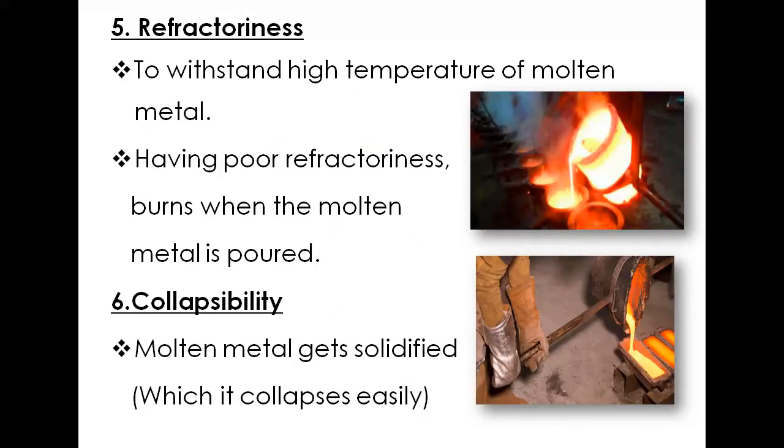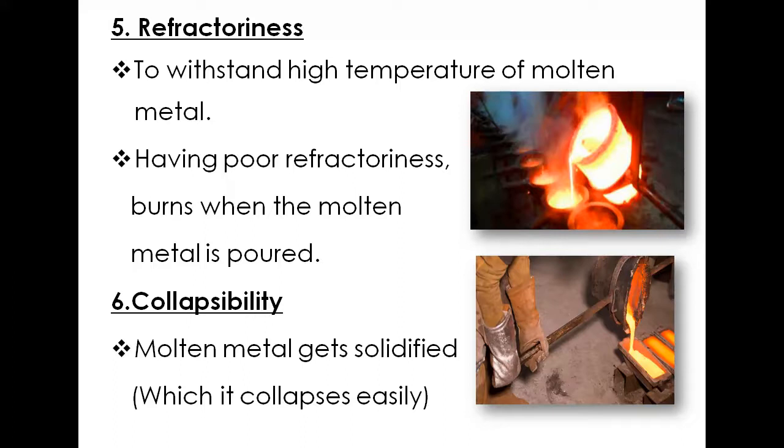Refractoriness, to withstand the high temperature of the molten metal. Sand having poor refractoriness burns when the molten metal is poured. When you pour the molten metal, it reaches the mold cavity through the gate passage. So the molding sand near the mold cavity faces high temperature. That area has to face the molten metal temperature. So mostly in this case you use facing sand, which is one type of molding sand.